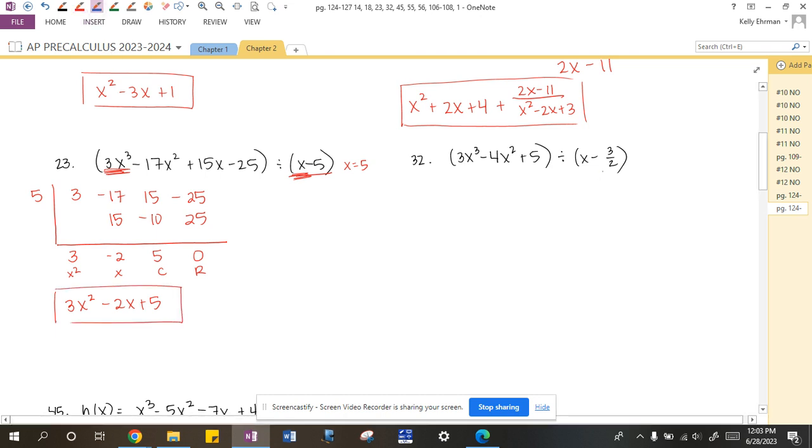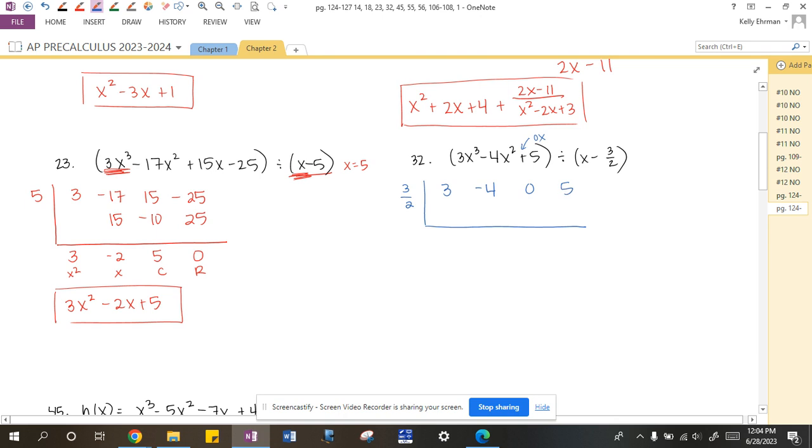Same instructions for the next one. The 0 here would be 3/2. We have 3x to the third. We have negative 4x squared. We're missing a 0x, so put in a 0 there. And we're ending with a 5.